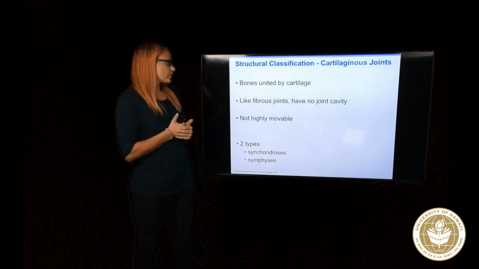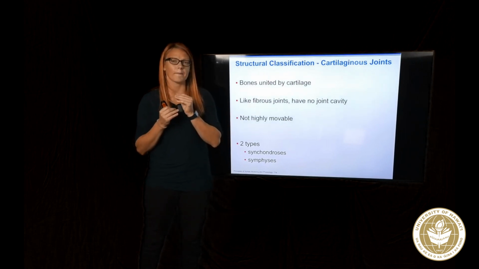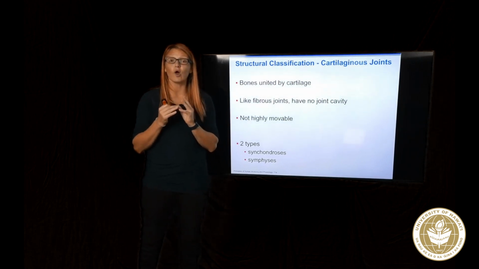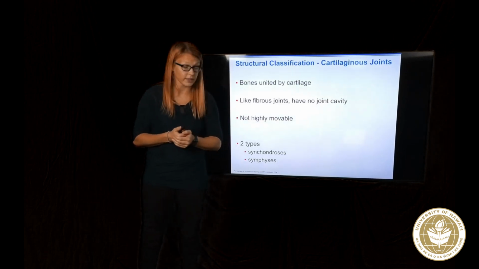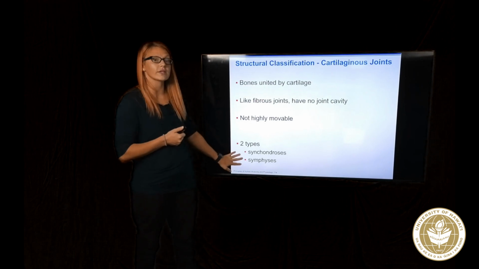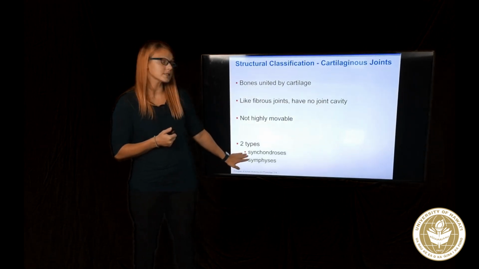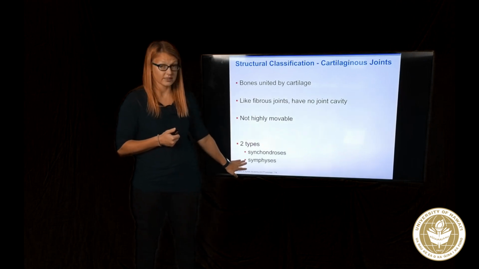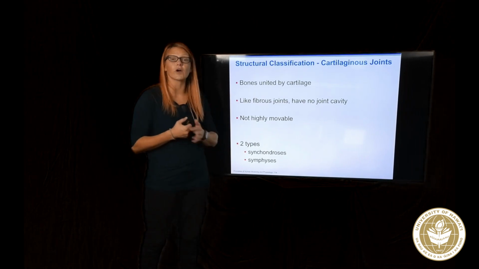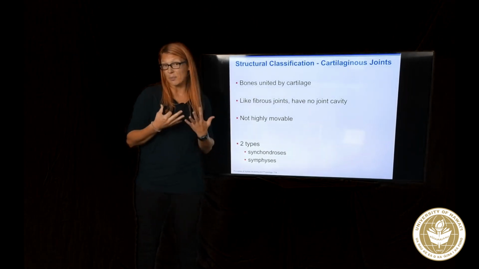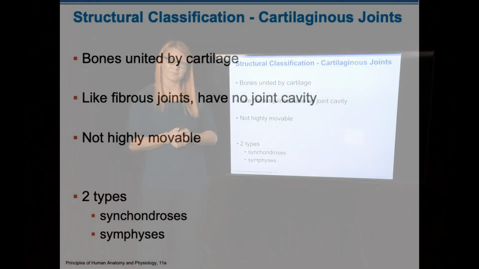These cartilaginous joints are not highly movable. One type is going to be slightly movable, but for the most part, we don't see a lot of movement associated with cartilaginous joints. And we have two different types of cartilaginous joints. We have synchondroses and we have symphyses. We're going to talk more in the following slides about these two different types. We'll look at how much they move, if they move at all. We'll look at some examples in the body as well.